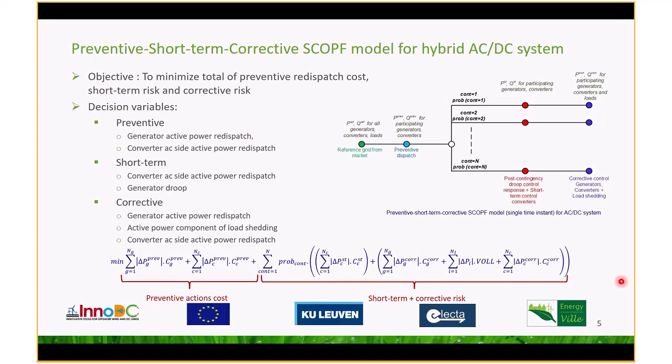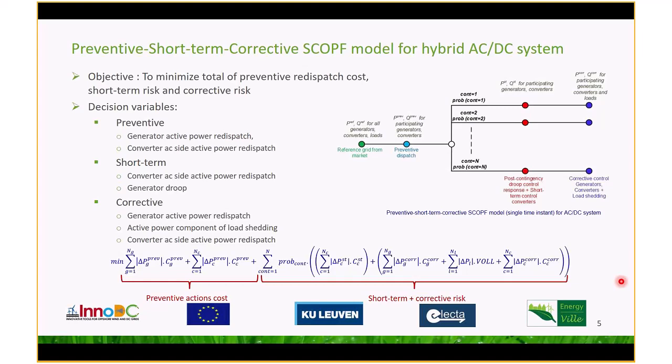The short-term stage signifies the activation of the droop response from generators as well as the fast control actions of converters. For our optimization problem, the decision variable for this stage is the converter AC side active power redispatch. The slower corrective stage follows in the end and involves the decision variables of generator active power redispatch, converter AC side active power redispatch, and the active power component of load shedding.